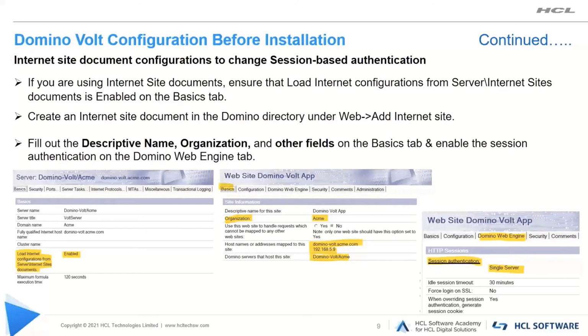In this slide, we will understand how we can enable session authentication using the internet site document. The option Load Internet Configuration from Server or Internet Site documents in the Domino Server document is set to enabled. Create an Internet Site document in the Domino directory under Web, Add Internet Site. Fill out the descriptive name, organization and other fields on the Basic tab and enable Session Authentication on the Configuration tab, as shown on this slide. Moving to the next slide.